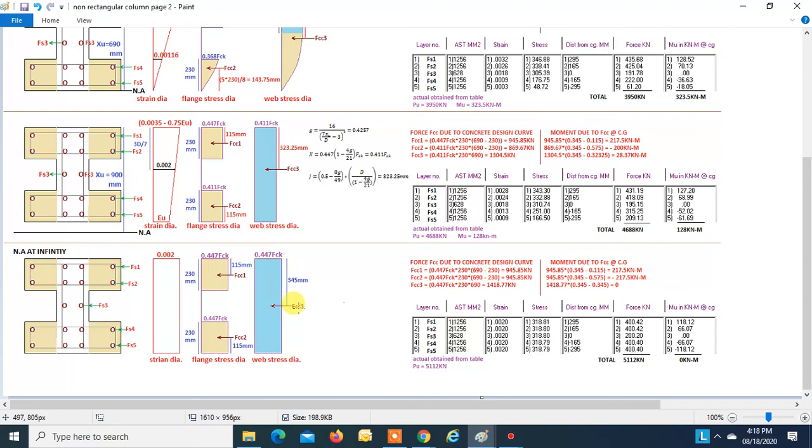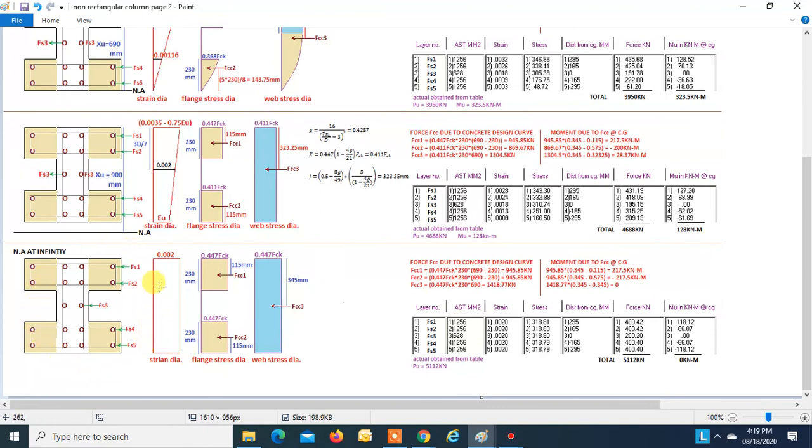You just have to find the force as it is compressive, so it is positive 0.447 FCK into 230 into 690, and moment is zero, right? Now FCC1. FCC1 is equal to 0.447 FCK into 230 into (690 minus 230), right? So this is your force, and this will give an anti-clockwise moment, so positive. FCC2 will be same as FCC1, and also it will give a clockwise moment. So forces are same, and moments are same but opposite in direction. So this is minus. When you add this moment, you get total moment zero. That is due to the complete design stress diagram.